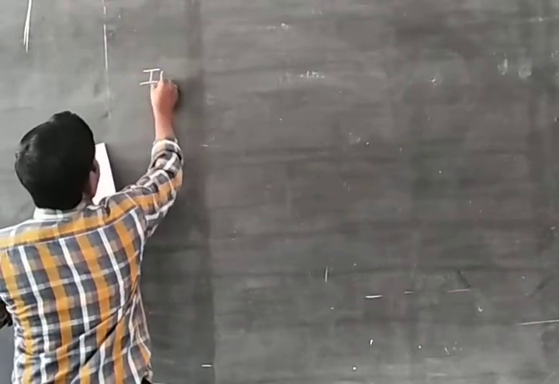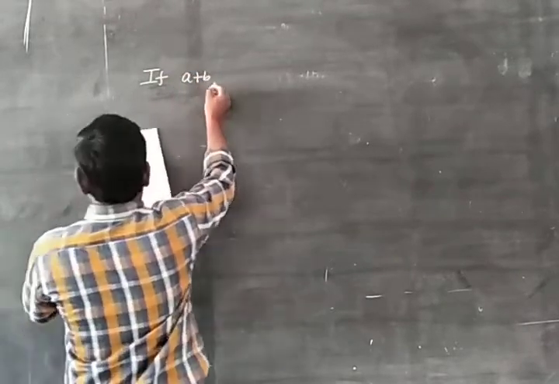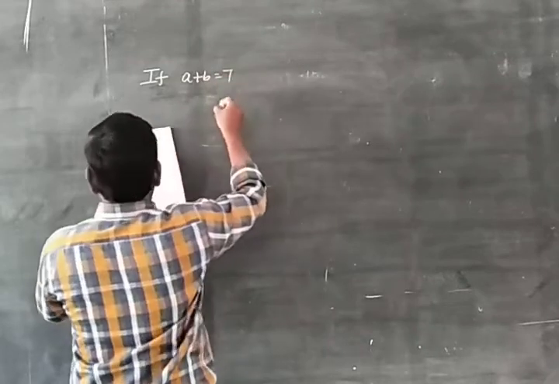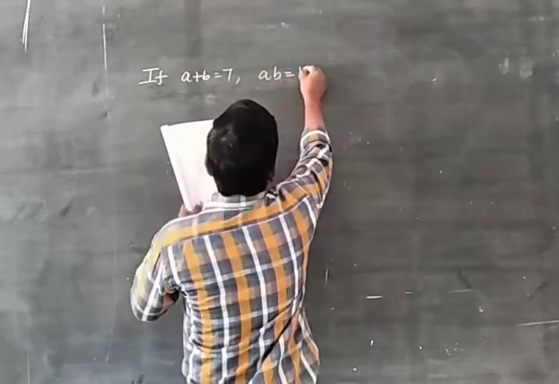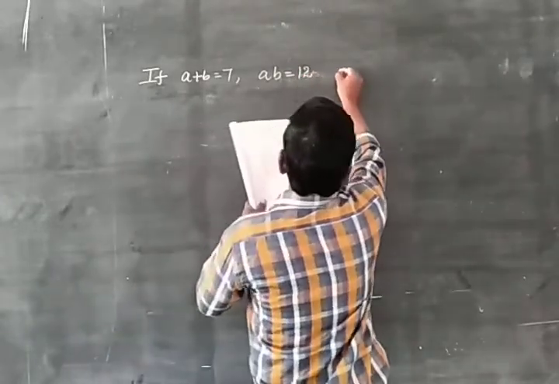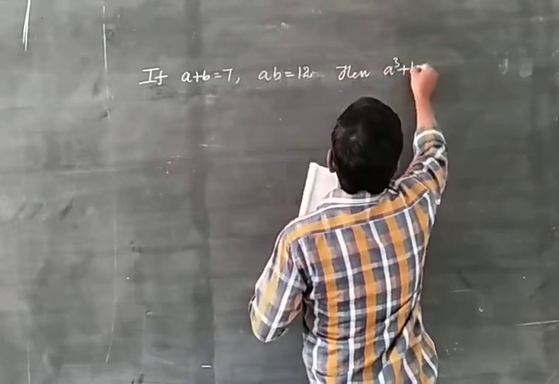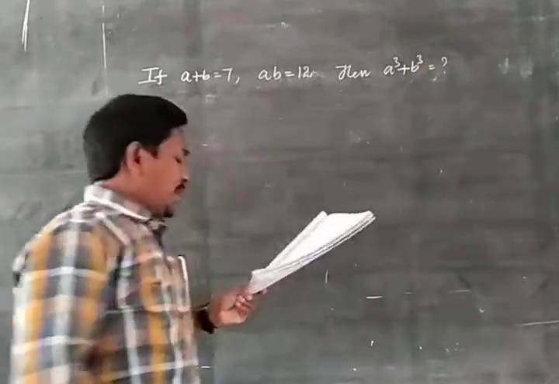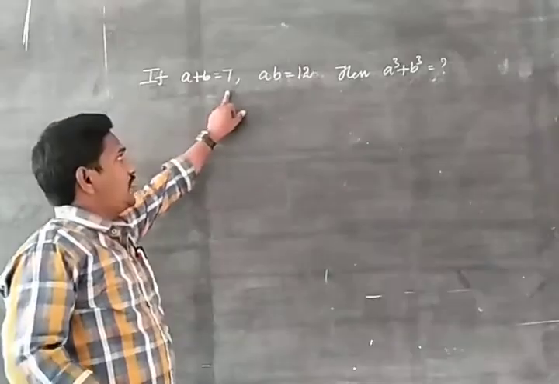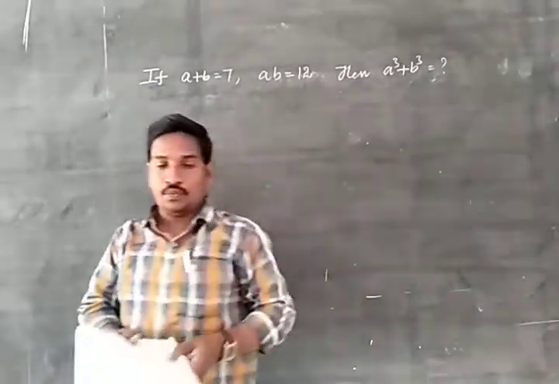If a plus b equal to 7, ab equal to 12, then a cube plus b cube equal to dash. If a plus b equal to 7 and ab equal to 12, then we have to find a cube plus b cube.